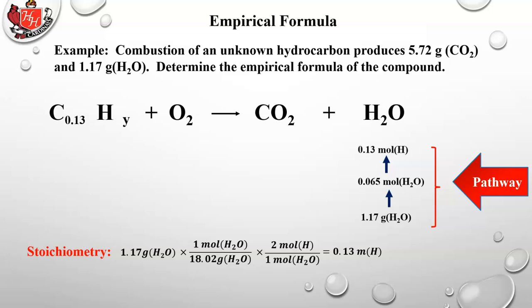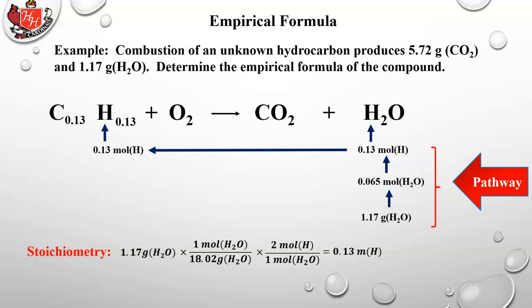Now, where did that H have to come from? There's only one place it could have come from, and that's from the hydrogen in the hydrocarbon compound. So we're going to replace the Y with 0.13. So now you have subscripts, but you cannot have decimals or fractions as subscripts. They have to be whole numbers. So how do we get those to whole numbers?